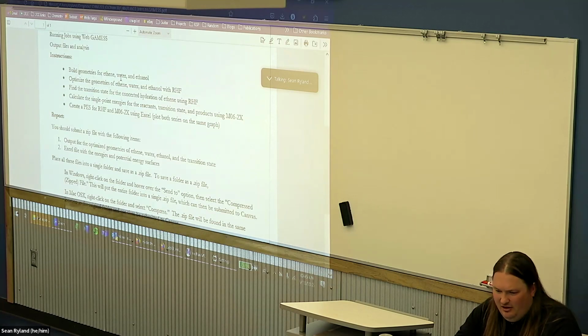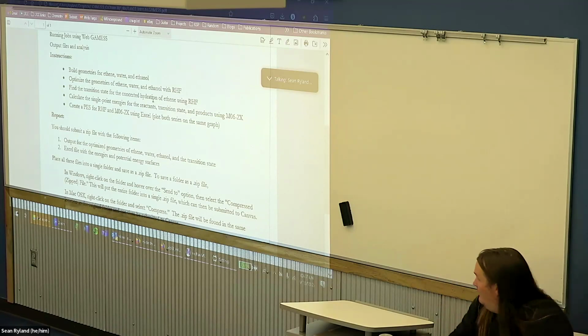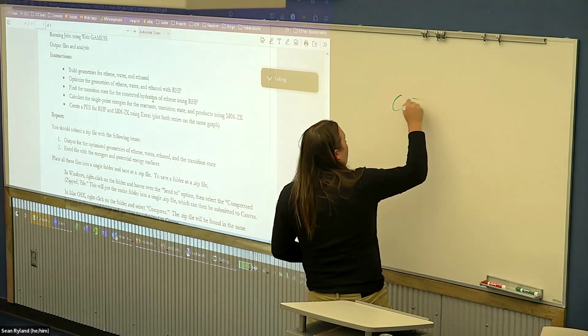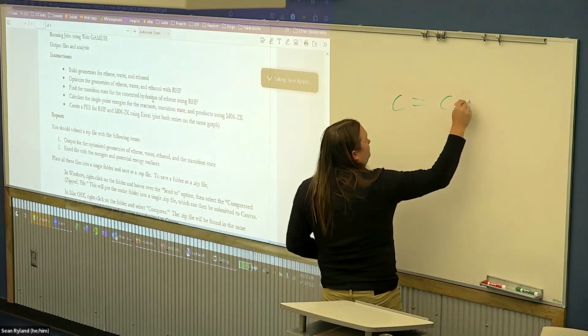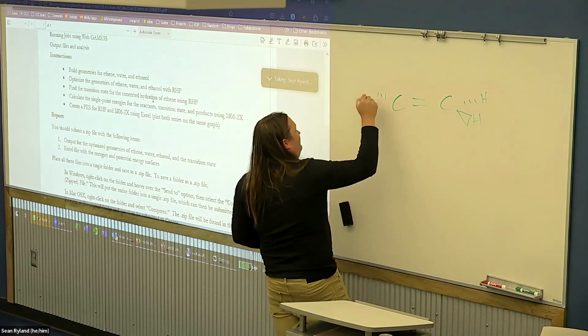It's basically: build your geometries, optimize geometries, find the transition state. And it's going to be for a concerted hydration, which is not a mechanism we've studied because it's not a very stable mechanism. Basically, if you took water and brought it straight up to an alkene. So let's say we have ethene, water.